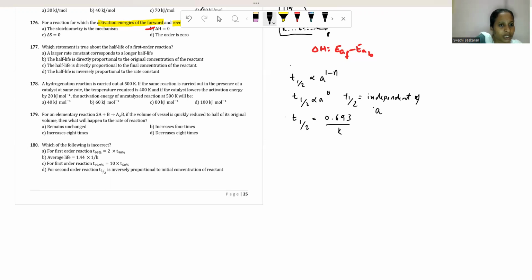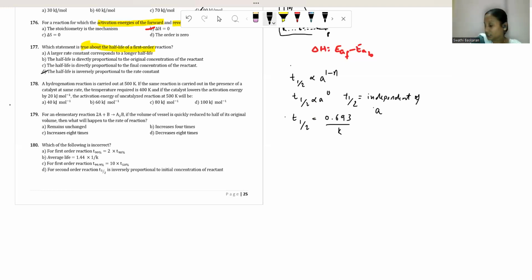So what they want us to pick is which is true. We need to pick the statement which is true about the half-life of a first order reaction. Option A is wrong. The half-life is directly proportional to the original concentration of the reactant? It is independent of A, and hence option B is also wrong. The half-life is directly proportional to the final concentration of the reactant? Of course, it is not true. So D option is: the half-life is inversely proportional to the rate constant. So hence T half is inversely proportional to rate constant, and option D would be the correct option.